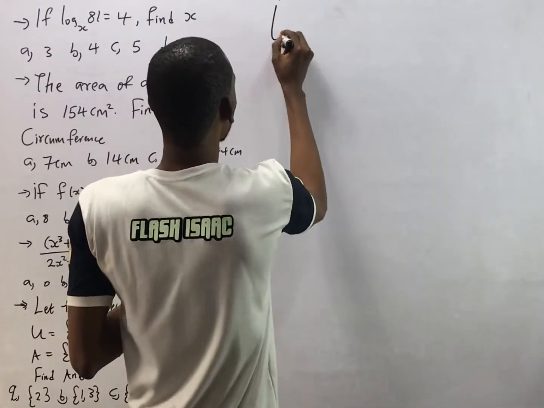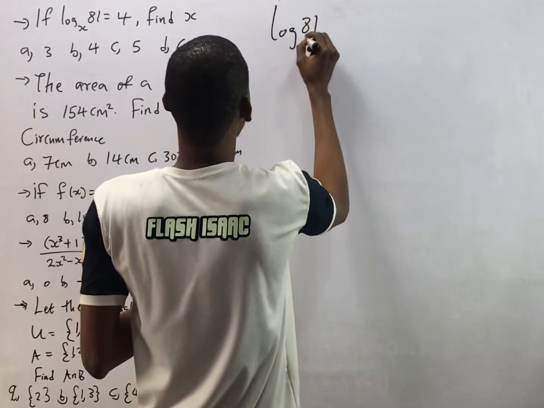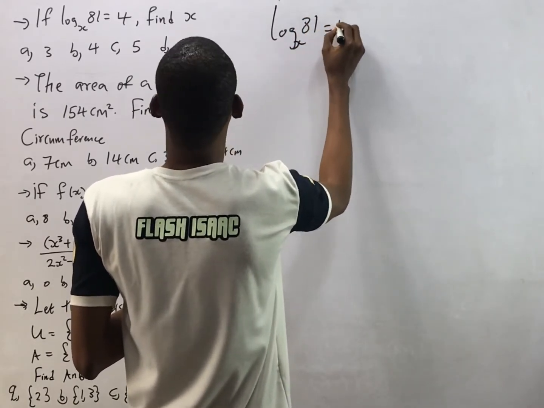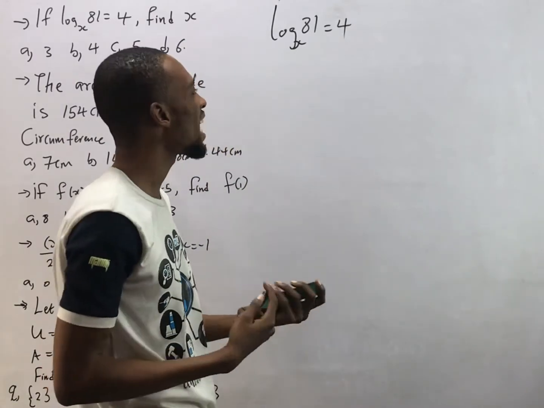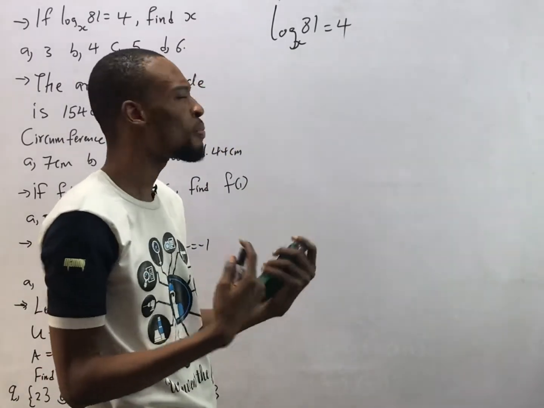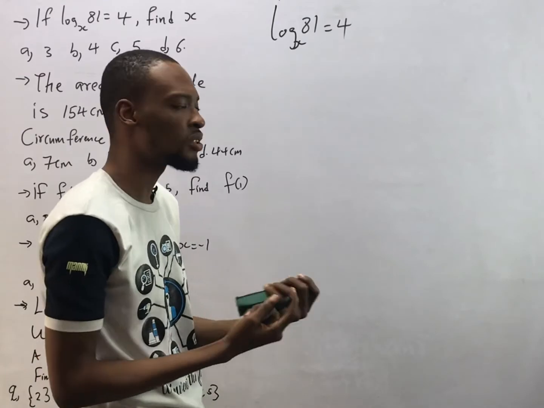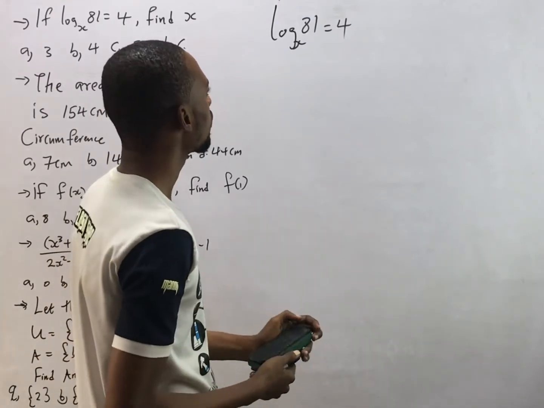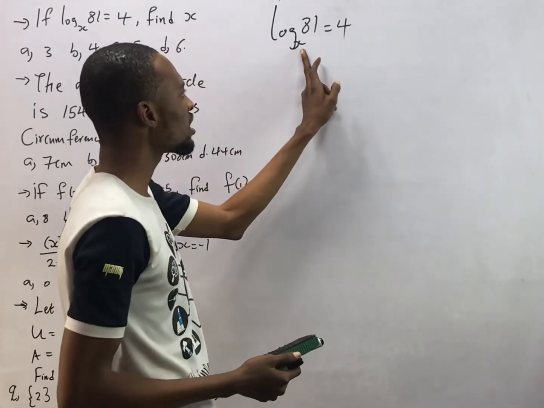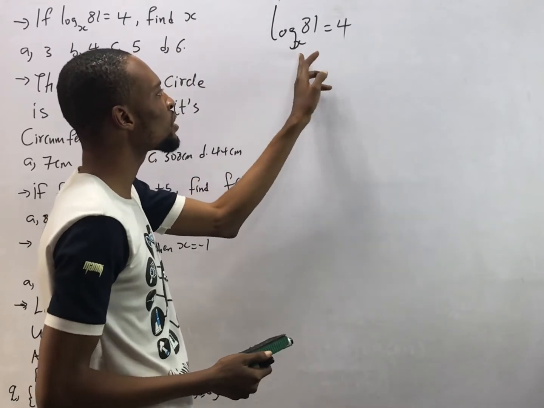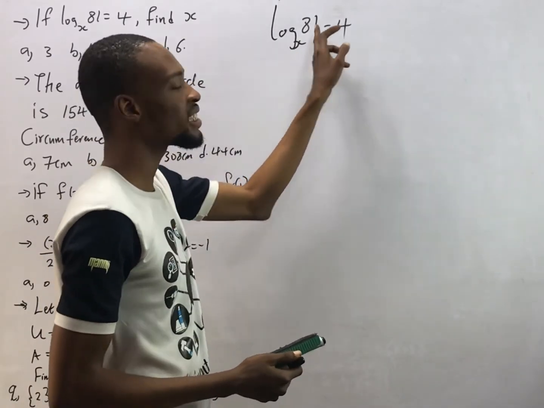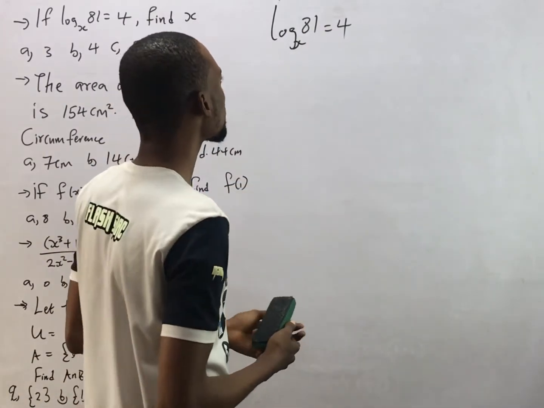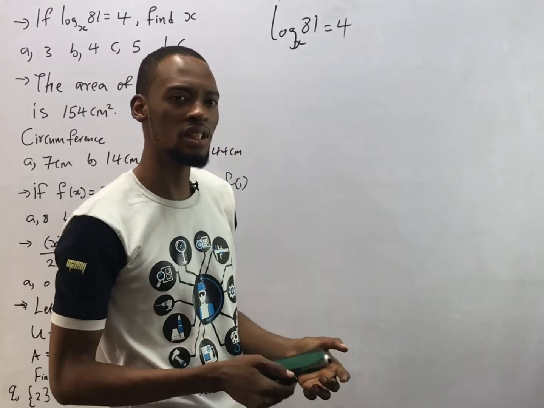So if log 81 with base s is equal to 4, find s. Logarithm is how many times you multiply a particular number to get another number. So log 81 with base s simply means we multiply this value 4 times to get 81. So what can you multiply 4 times to give you 81?